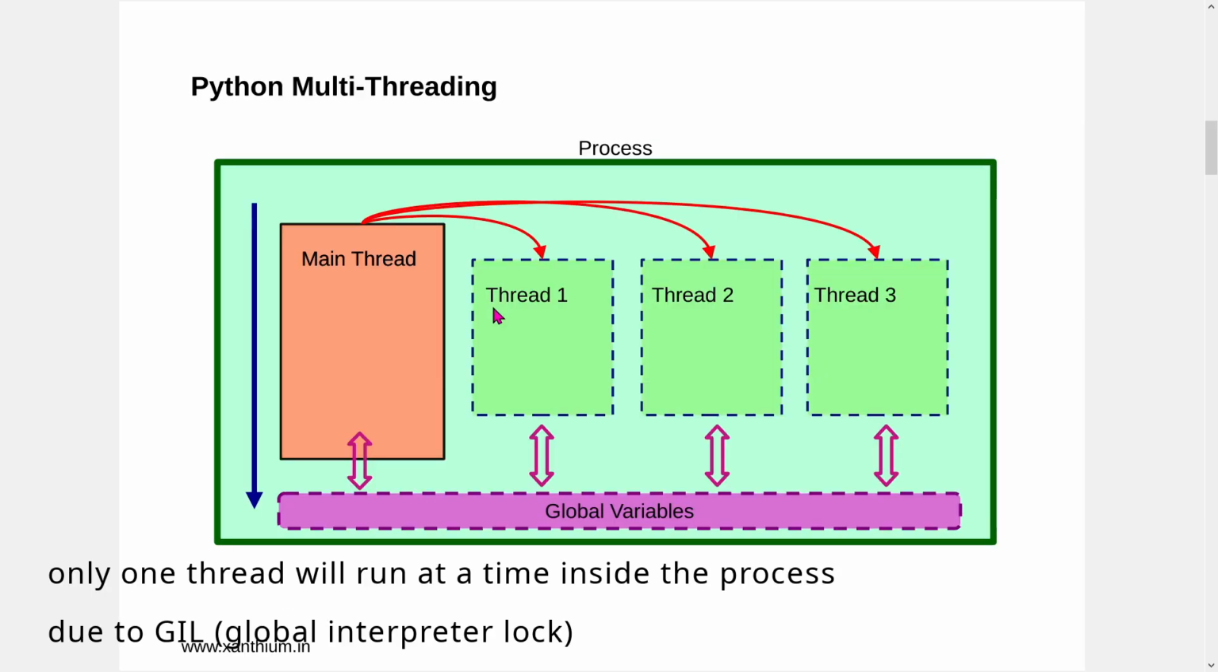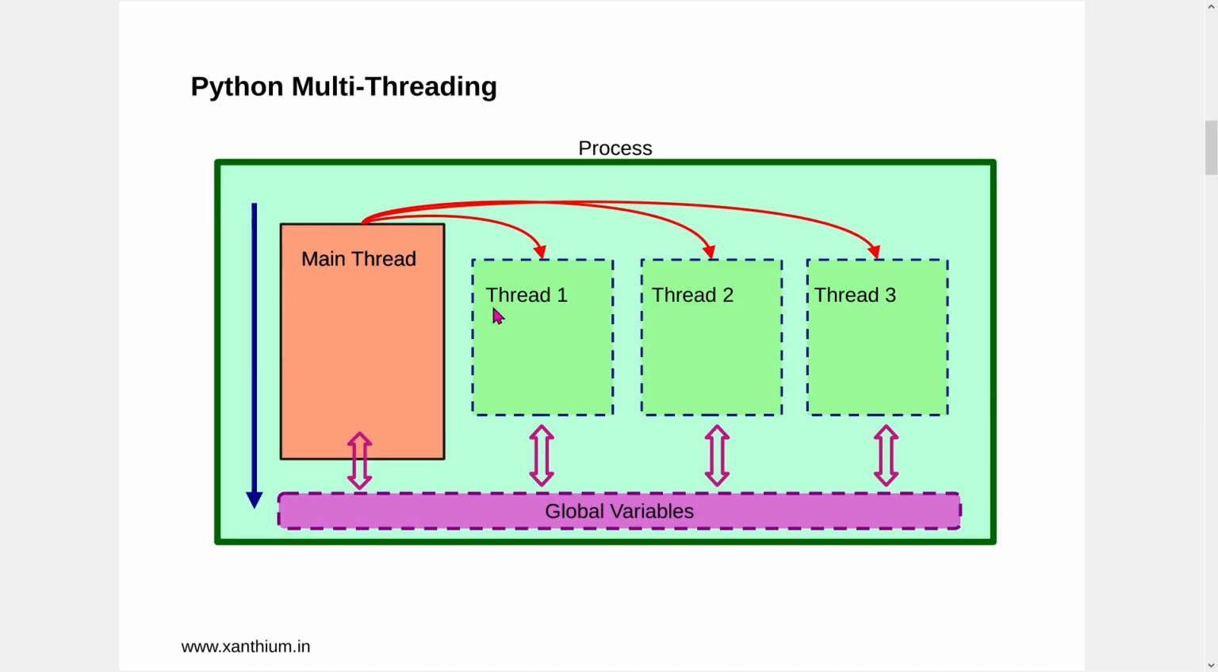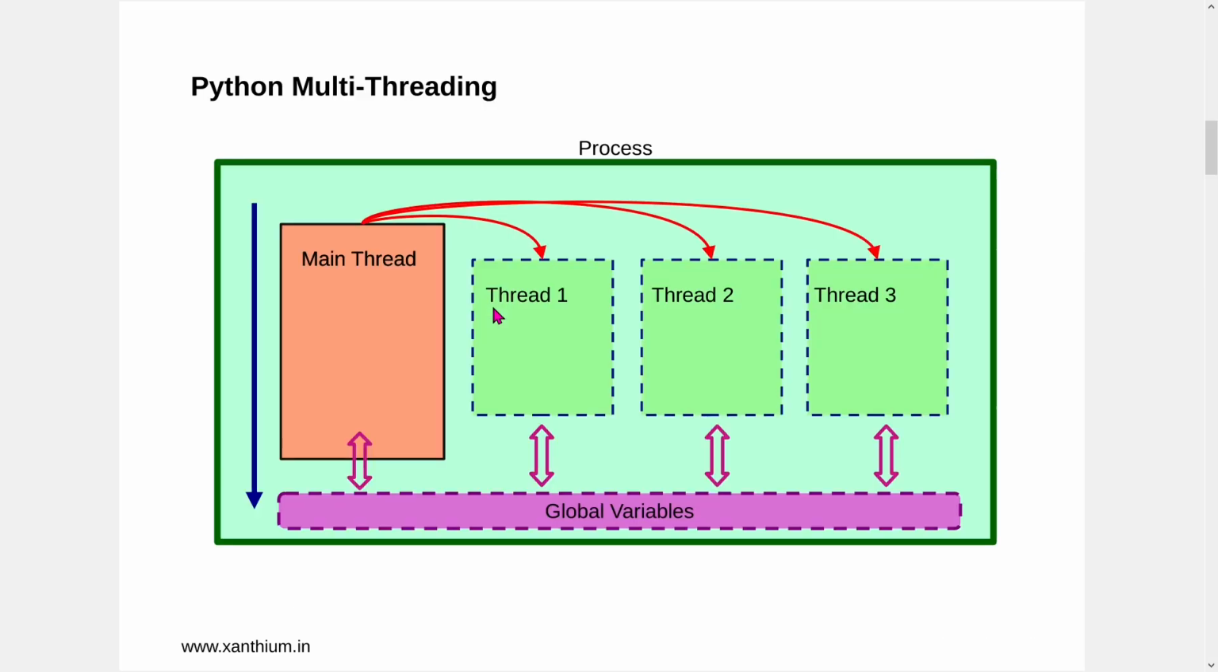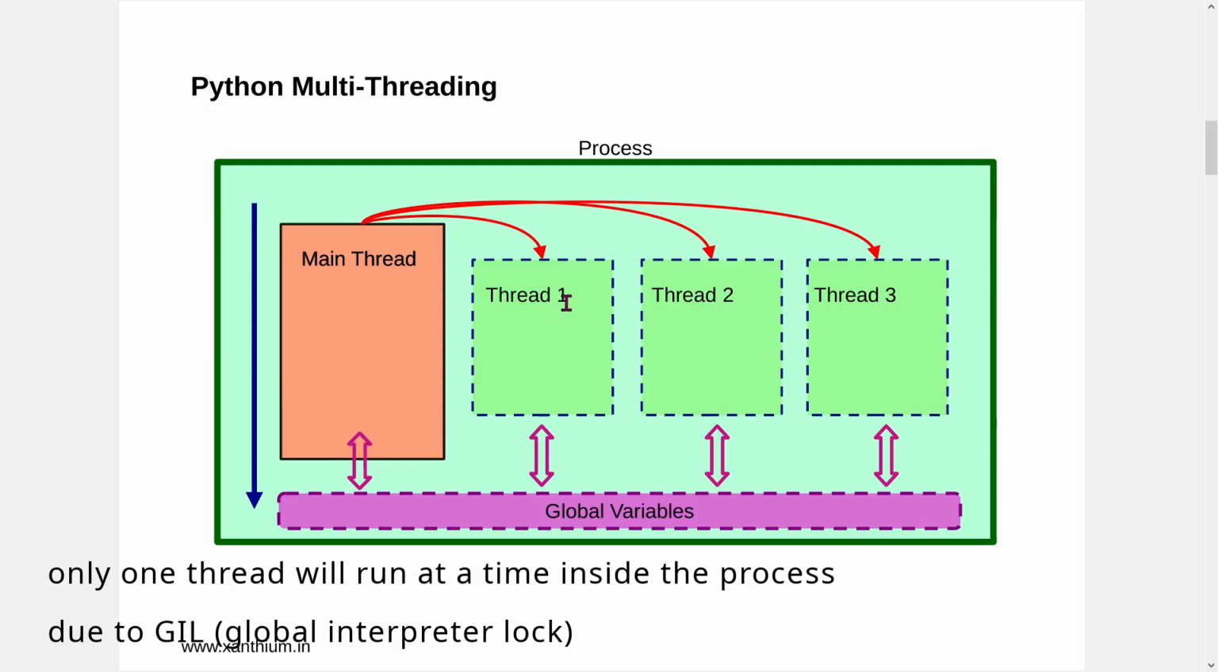Now here we will learn about multi-threading in a Python program. So remember the old script that only had one thread. We can spawn multiple threads using the threading library. So this is how it will look. We'll have a main thread that will create additional threads like thread 1, thread 2, and thread 3. This will be done by the threading module of Python.